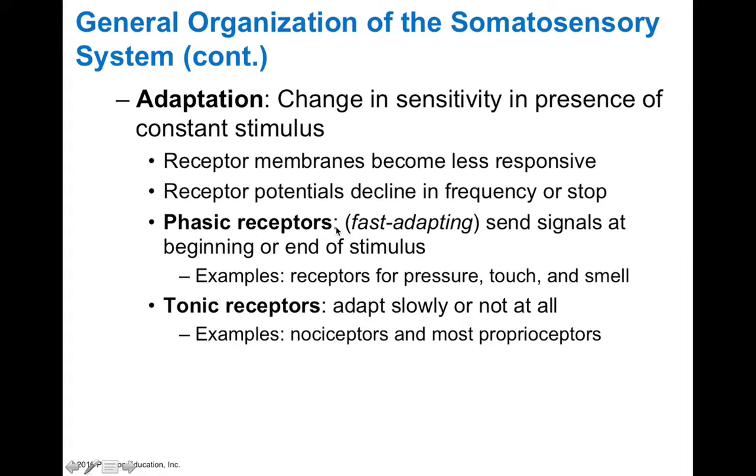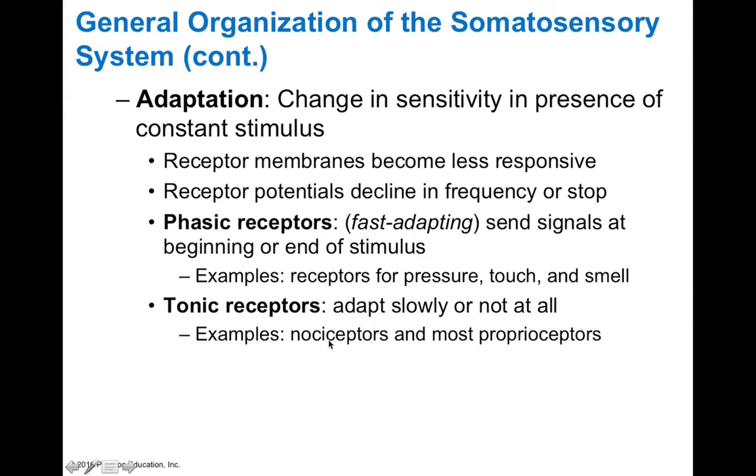So phasic receptors are fast adapting. We see here that they send signals at the beginning or end of a stimulus, and examples of this could be things like receptors for pressure, touch, and smell. And so because they're fast adapting, they'll actually start sending action potentials less frequently, pretty quickly. So what this means then is that phasic receptors can transduce information rapidly, but over time they become less and less sensitive. Now this differs from the tonic receptors, which actually adapt slowly or not at all.